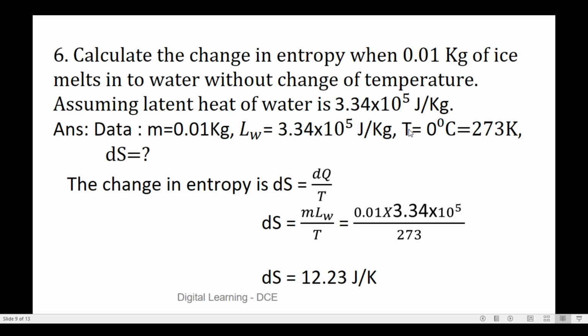We have the temperature 0 degrees Celsius, convert to Kelvin, so we get 273 Kelvin. We have to find the change in entropy, that is dS. We have the formula for change in entropy: dS equals dQ divided by T. Here dQ is equal to m L_w. Substituting the values in this formula, dS will be equal to 12.23 joule per Kelvin.